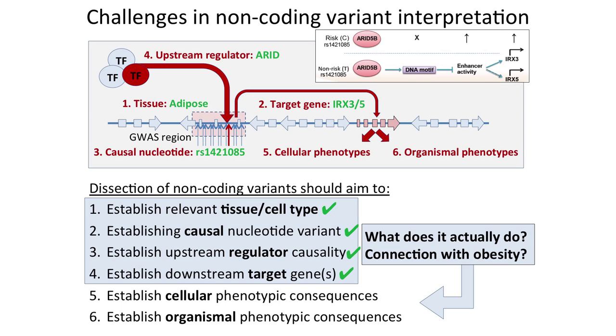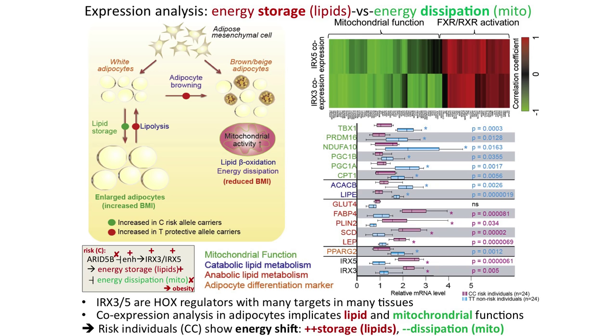So what we need to do now is actually figure out what that variant actually does. What is the connection with obesity? So that's what Melina took on next. She started using the IRX3 and IRX5 target genes to look at their correlation in expression with different processes across the genome. And what did she find? She found that IRX3 and IRX5 are positively correlated with lipid anabolism and negatively correlated with mitochondrial function.